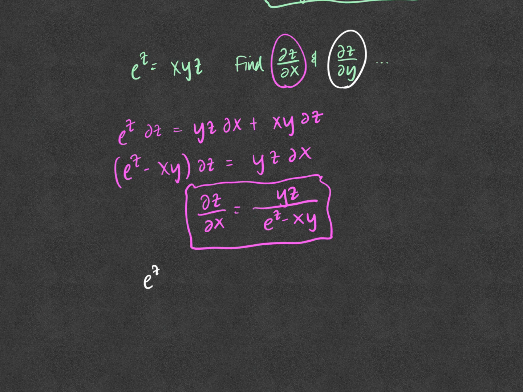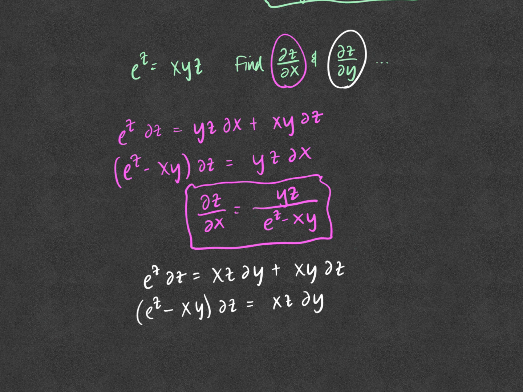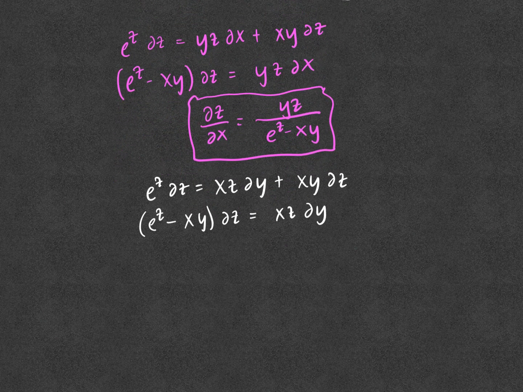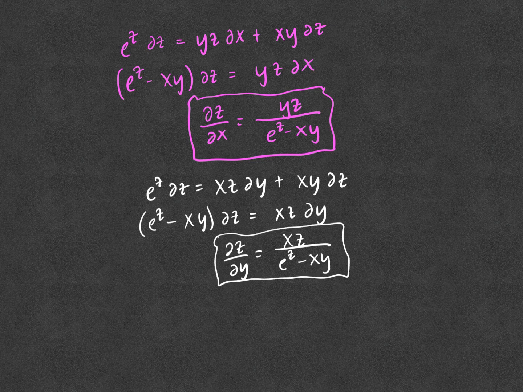So the derivative of e to the z with respect to y equals, the derivative of y is 1, so we have xz with respect to y plus the derivative of z is 1, so we have xy with respect to z. So I'm going to say e to the z minus, I'm going to bring this over, xy, and this is your derivative with respect to z, equals xz, the derivative with respect to y. So we find the derivative of z with respect to y is equal to xz over e to the z minus xy. All right, let's move on.